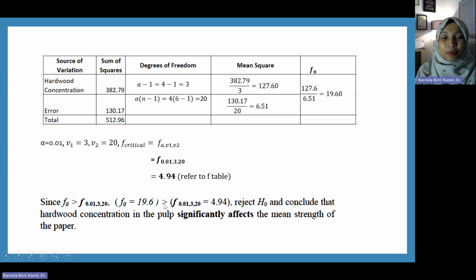The F statistic is greater than the F critical, so we reject H null and conclude that hardwood concentration in the pulp significantly affects the mean strength of the paper. So that's the result, the analysis done using ANOVA.